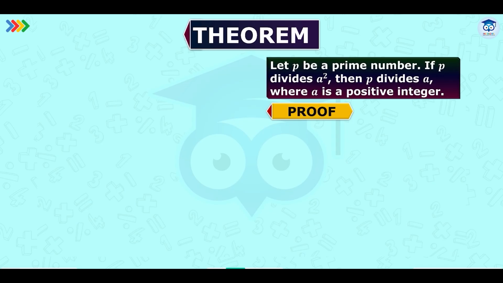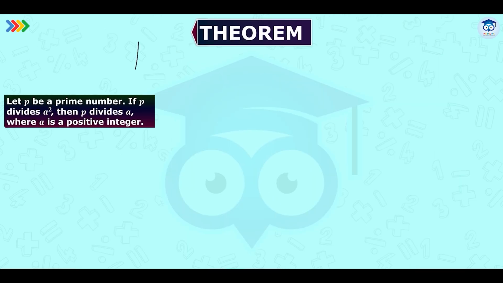Let P be a prime number. If P divides A square, then P divides A, where A is a positive integer. Come on, let's see this proof. Here it is given that A is a positive integer, so we can express this as a product of primes using the Fundamental Theorem of Arithmetic. So let's write the proof.